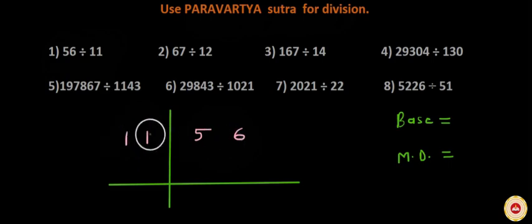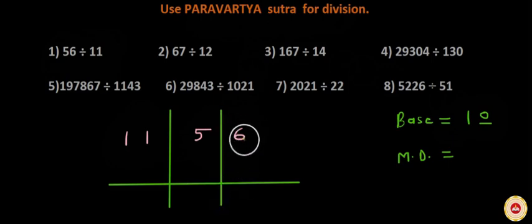So friends, first step is to identify the nearest base for the given divisor. What is the nearest base for the given divisor 11? Clearly it is 10. So write 10. Now count the number of zeros in the base 10. There is only one zero. That means we are going to draw the remainder line after one digit from the right side.